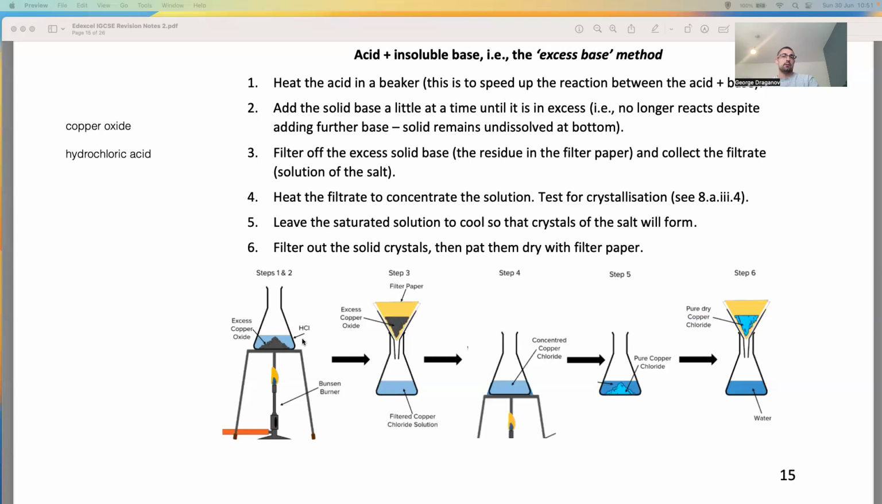Because if you add the solid in excess, it's easy to filter it after. If the acid was in excess, it will not be filtered because it'll pass through the filter paper. So you heat, add the copper oxide in excess. Make sure you use the word excess. It'll be in bold in mark schemes. Then you filter out your excess copper oxide and you're left with the filtrate.